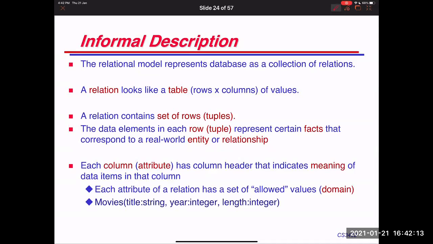Now, the columns in our relation each have a column header, and this header tells us something about the meaning of the data items in that column. Basically each column corresponds to an attribute of that relation. Each attribute has some set of allowed values, which represent its domain. Here's an example of a relation. The relation is called movies, and we have three attributes: title, year, and length. We also specify the domain in this type notation here: title has domain string, year has domain integer, and so does length.